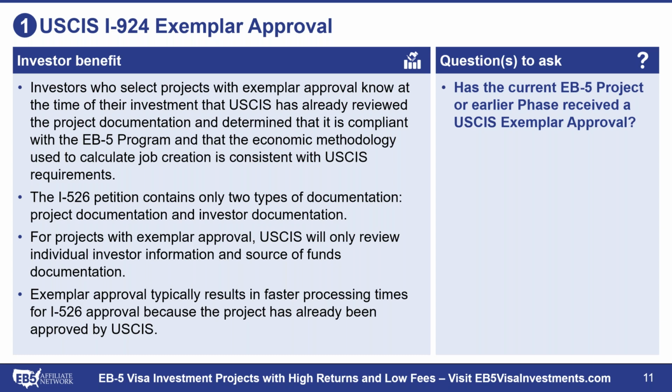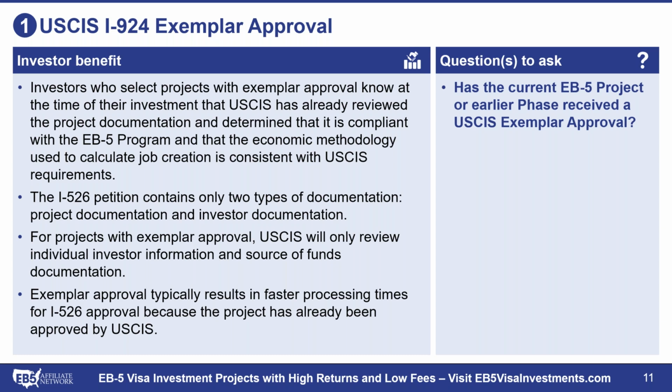Some of the key benefits that you get with investing in an exemplar approved project is that USCIS has already reviewed this project. So they know it's compliant and they should defer to that prior approval when looking at your application, which quite often means that it will be a faster processing time because the government is not re-reviewing the project. They're only looking at you as the individual investor. So it's not a guarantee that the processing time would be faster, but it is helpful to know that the government has already pre-approved the project. So they're only looking at you individually.